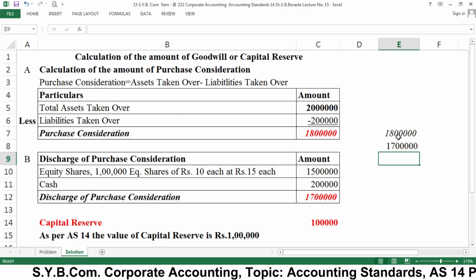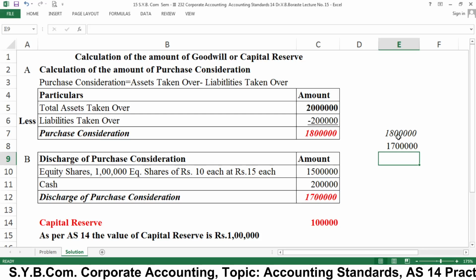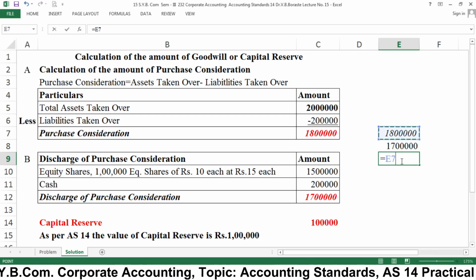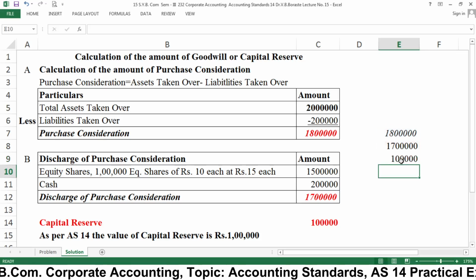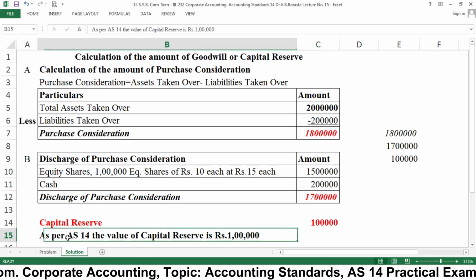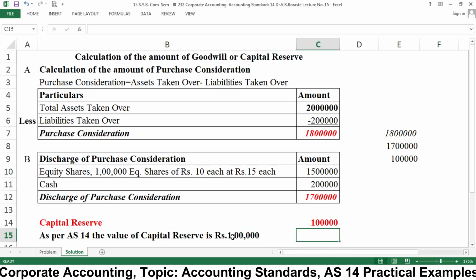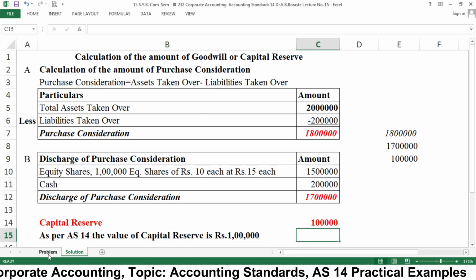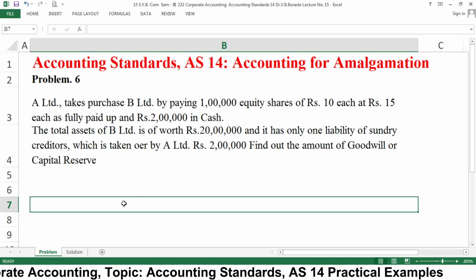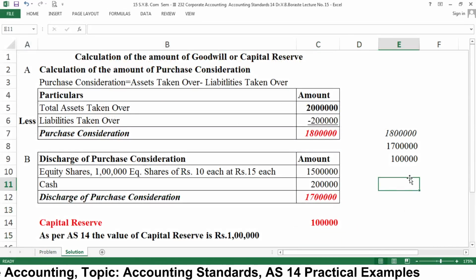So this shortage is from our point of view, that is our company's point of view. So that's why it is called capital reserve. So equal to 18 lakh minus 17 lakh, answer is 1 lakh. So you can see here capital reserve is 1 lakh, and as per accounting standard 14, the value of capital reserve is 1 lakh. So this is our answer to what is asked over here, find out the goodwill or capital reserve. So in this way you can calculate the capital reserve or goodwill.